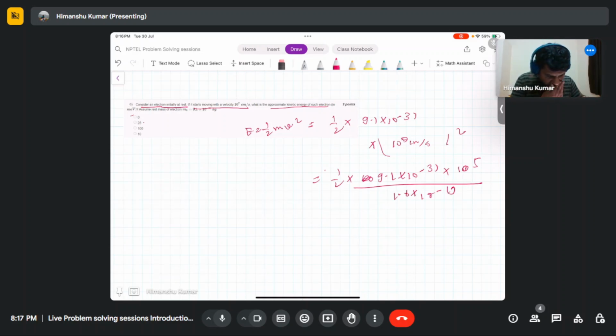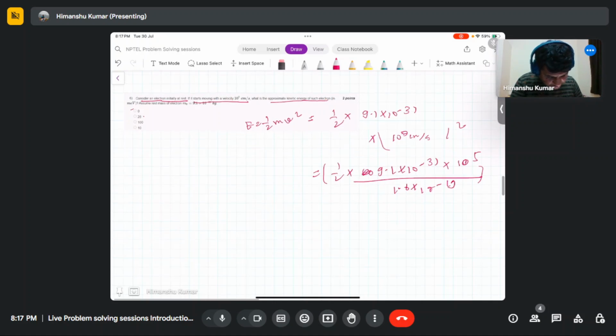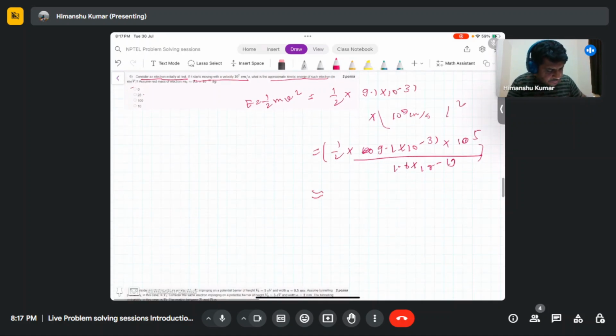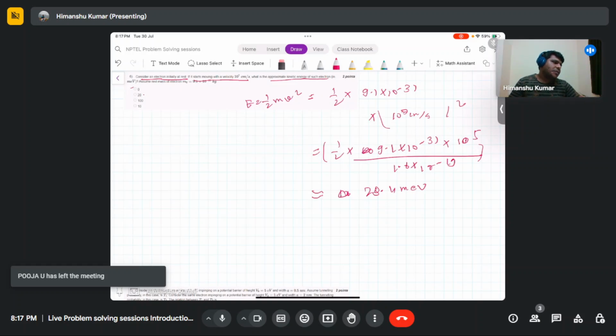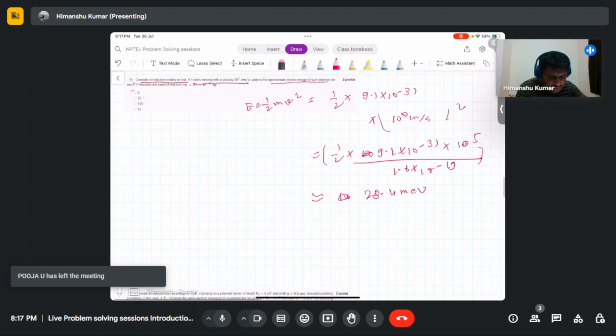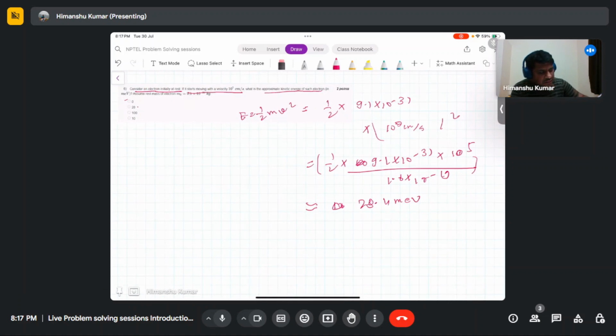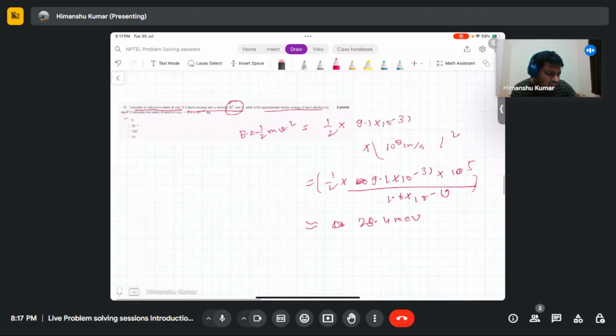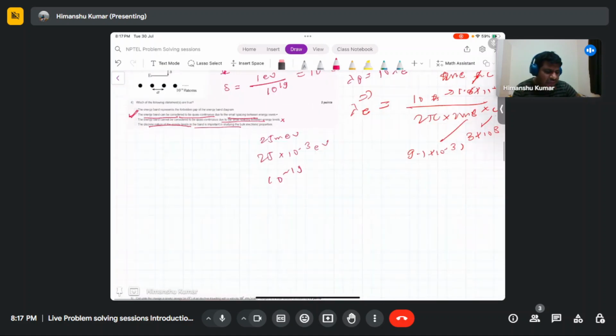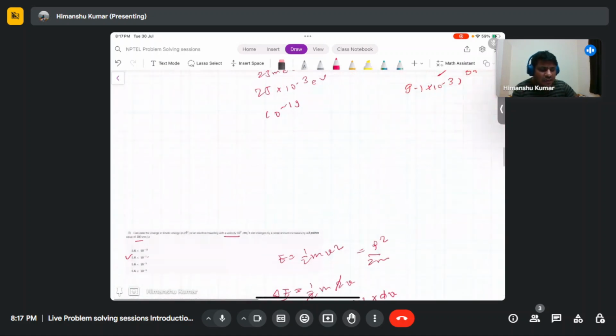So what is the kinetic energy? This will roughly come to 28 point something milli electron volt. So the electron moving with this velocity will have energy corresponding to 28 milli electron volt, and with this level spacing we have only 1e minus 19 electron volt.